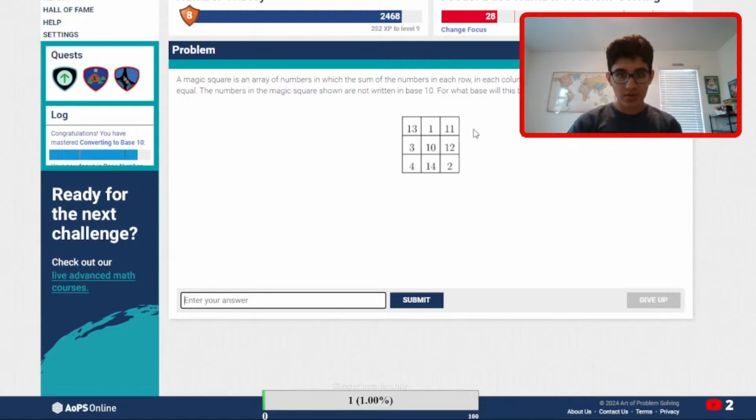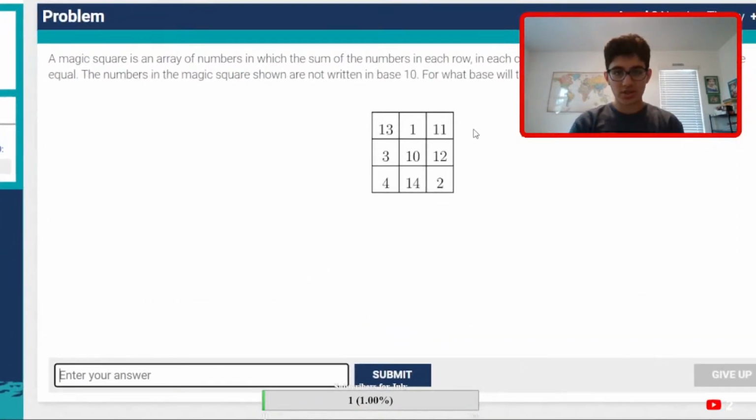Base number problem solving. A magic square is an array of numbers in which the sum. Okay, I know that. The diagonal stuff. The numbers in the magic square are not written in base 10. For what base will this be a magic square? So you need it to be a base that's at least 15, right? Oh no, never mind. What's the biggest digit you have anywhere? It's 4. So it has to be at least base 5.